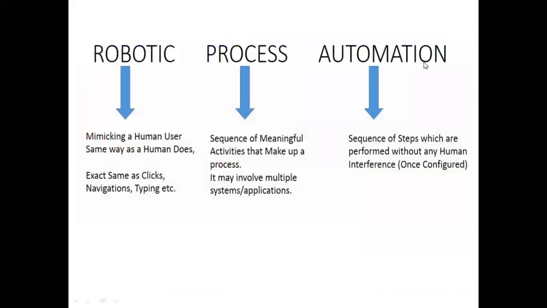So, what is basically automation? Automation is nothing but a sequence of steps which are performed without any human interference. So, whenever you are trying to do some sequence of steps without any human interference, that's called automation. So you may be automating some application, or you may be automating some work.